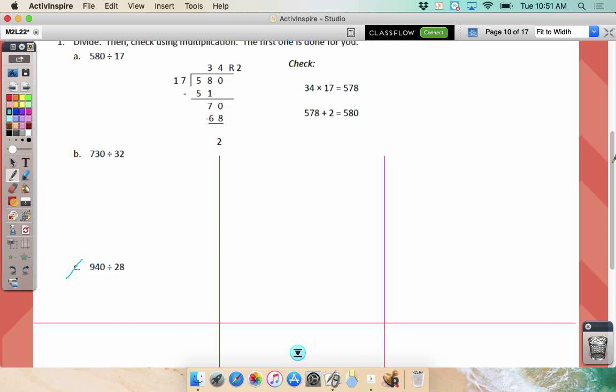All right. So these are the three things, okay? We're going to estimate. You can just put an E. We're going to divide. And we're going to check. Now remember, there's guess and check, and then there's check. Those are two different things. Guess and check is just me trying little problems to see what number is going to work.